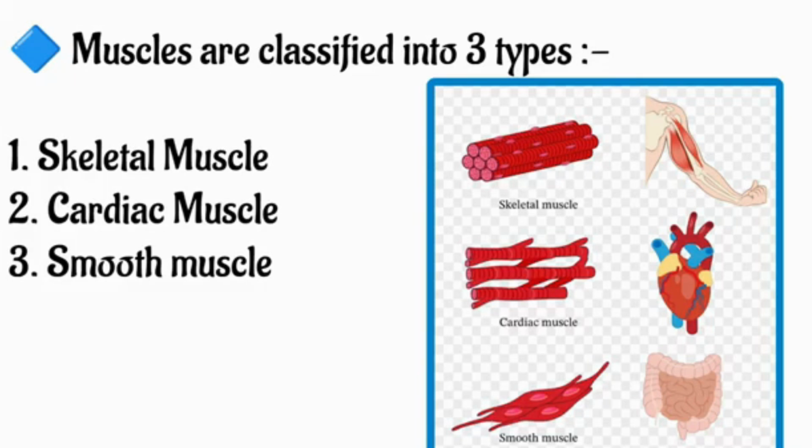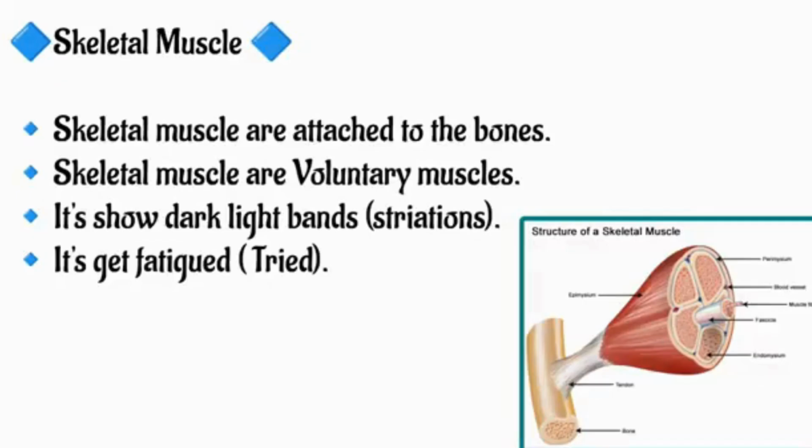These skeletal muscles are attached to the bones, and they are voluntary muscles. They show dark and light bands, like striations. They get fatigued; sometimes they may get tired. That means if we are doing long work, or writing many times with our hand, or even writing in our exam, we may get tired. This is due to the skeletal muscle. So these are the voluntary muscles.